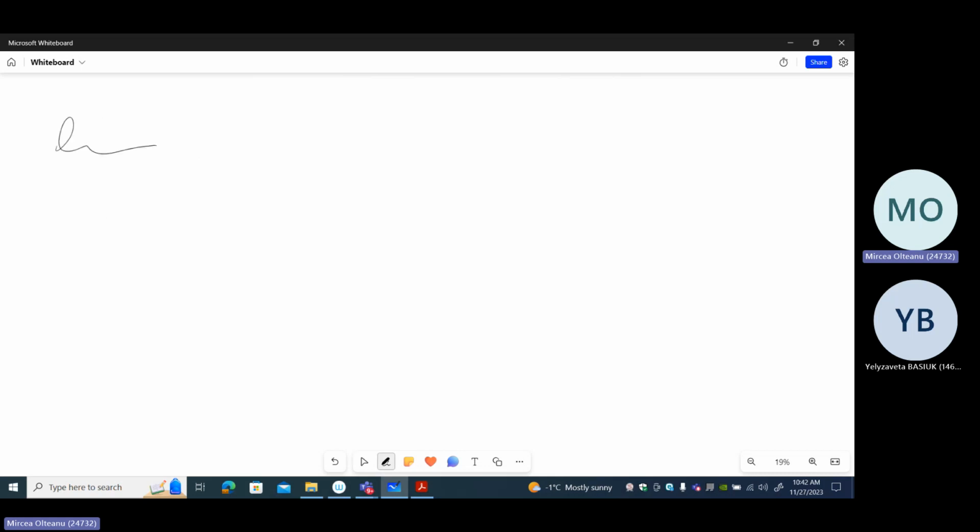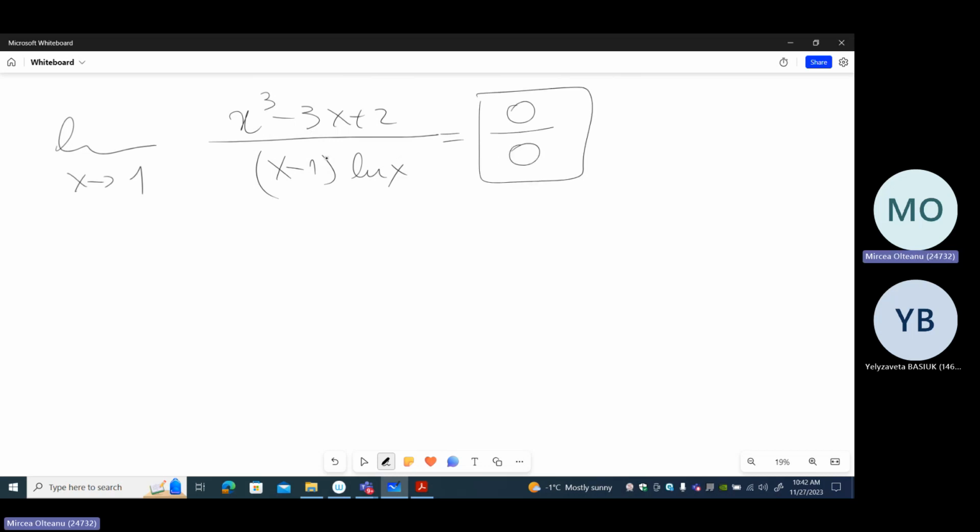Let's see some basic examples. Limit when x tends to 1 of x cubed minus 3x plus 2 over x minus 1 times logarithm of x. Okay, so the first thing here is to replace x by 1 to see what you get. If we put x equals 1, we get 0 over 0. So this is our case. We go and apply the L'Hopital rule.